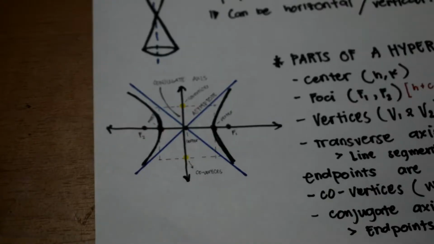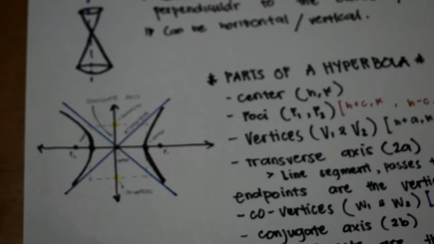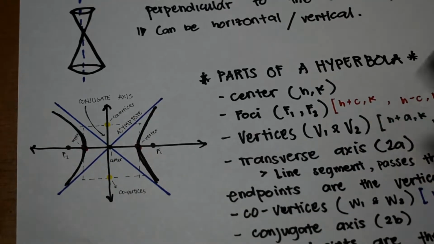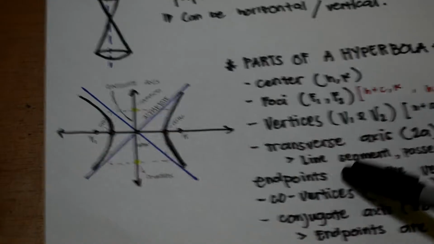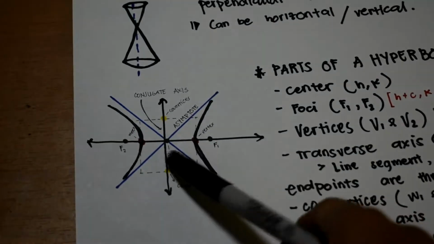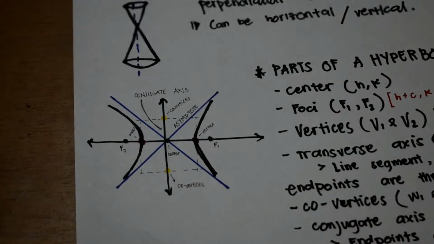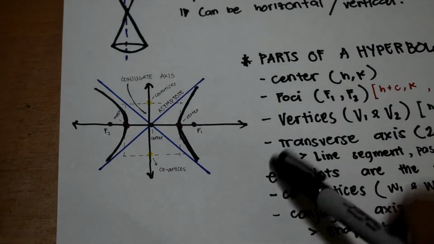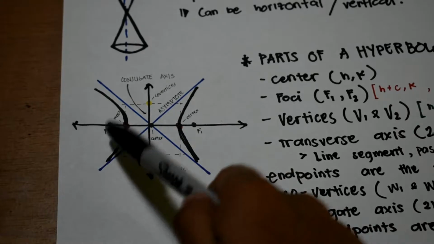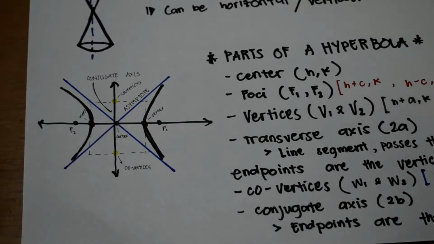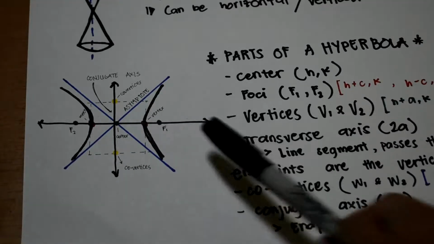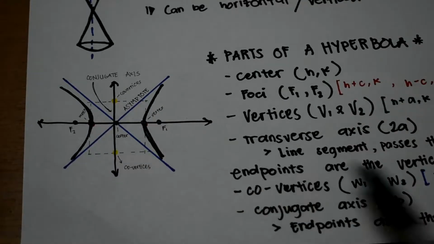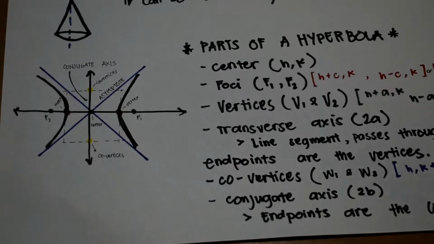Now with that illustration, let's proceed with its parts. The center is designated with H and K as its points for the graph. This is the center. Then the foci are the two points, just like in the parabola. It's this one and this one. The vertices are where it intersects, the same as in the parabola. The two are V1 and V2.